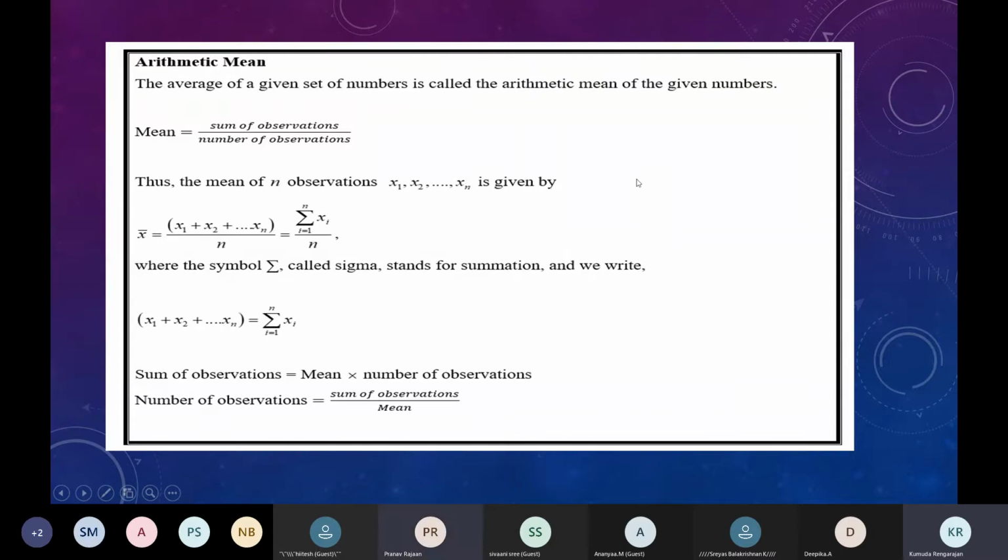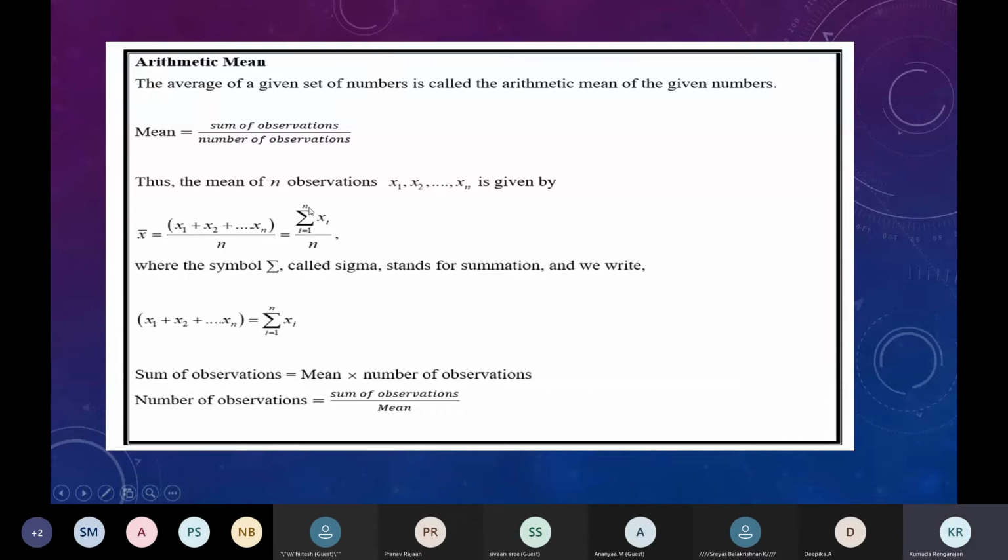Yes. What is the meaning of i, ma'am? General representation. i can be 1, i can be 2, i can be 3, 4, 5. General representation for all the numbers. Ma'am, sigma is which language word, ma'am? Greek letter. Okay, thank you, ma'am.